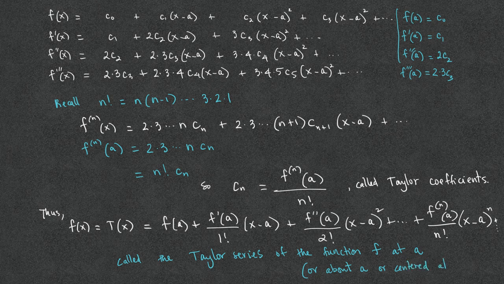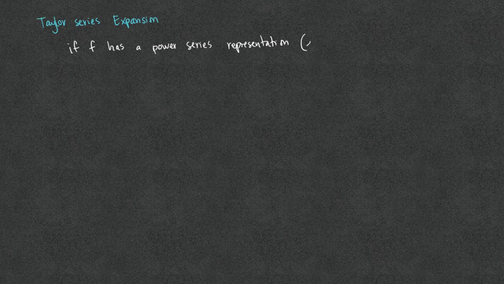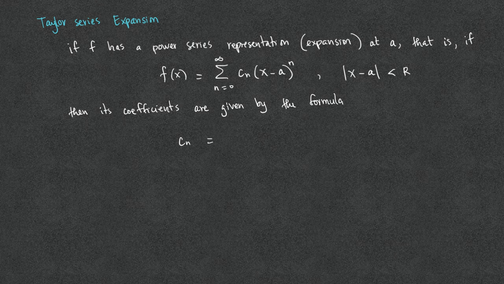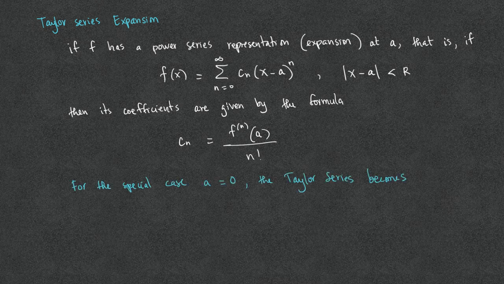Let's summarize the result. Taylor series expansion. If f has a power series representation or expansion at a, that is, if f of x is the sum as n goes from 0 to infinity of the coefficient c sub n times (x minus a) to the n with the radius of convergence r, then its coefficients are given by the formula c sub n equals the nth derivative evaluated at x equals a divided by n factorial.